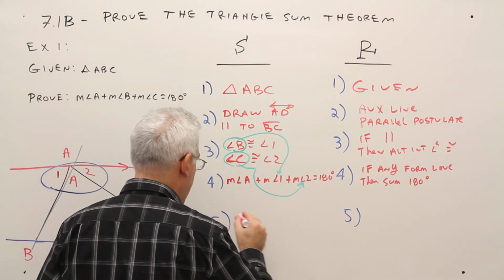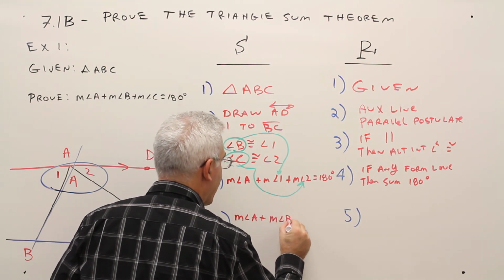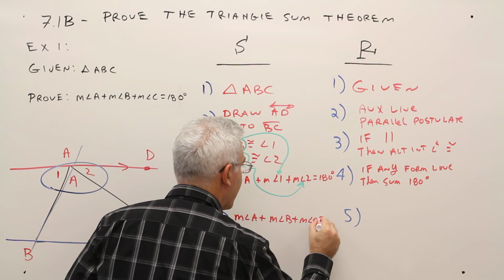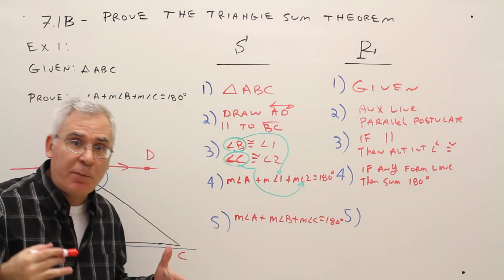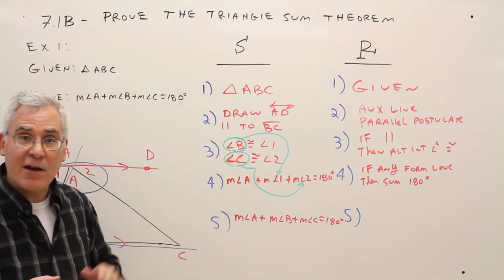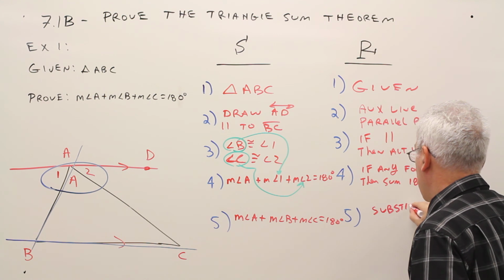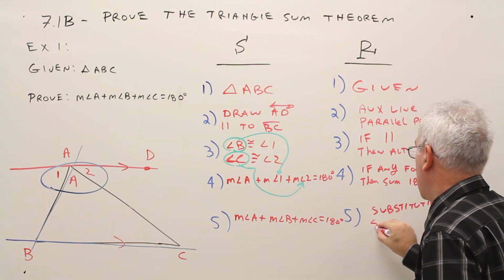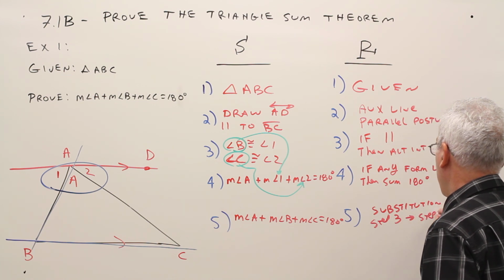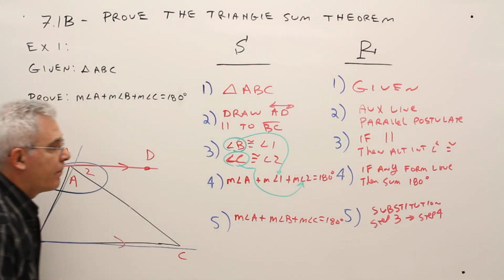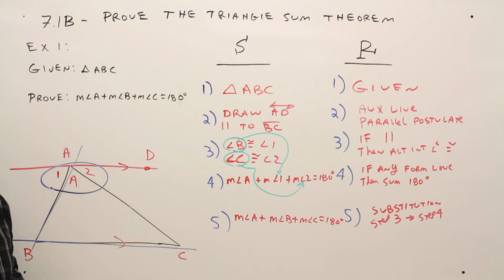So I'll say the measure of angle A plus the measure of angle B plus the measure of angle C equals 180 degrees. And the reason is going to be substitution, step 3 into step 4. Substitution, step 3 into step 4. And there you have it, a proof of the triangle sum theorem.